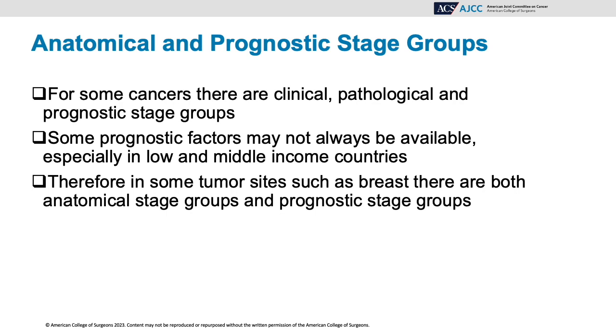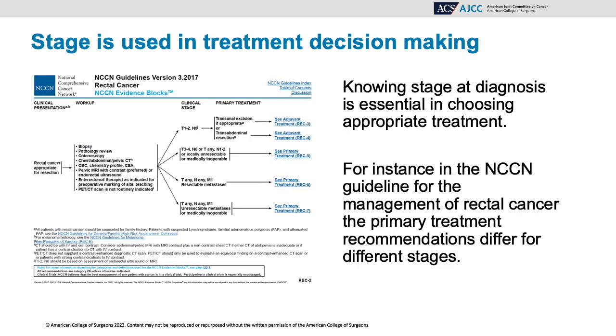For some cancers, there are not only clinical and pathologic, but also prognostic stage groups. Some prognostic factors might not always be available, especially in low and middle income countries. Therefore, in some tumor sites, such as breast, there are both anatomic stage groups and prognostic stage groups. Staging is used in treatment decision making. So if you look at the NCCN guidelines, they are broken down by T, N, and M, and the stages are being used to make treatment decisions.